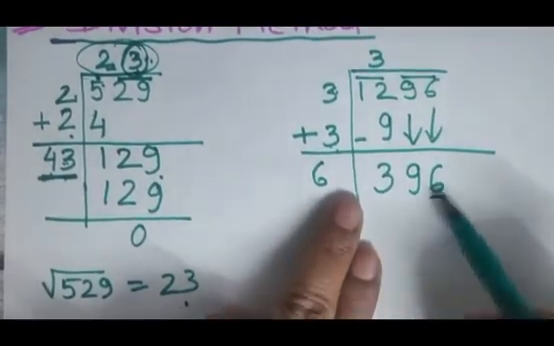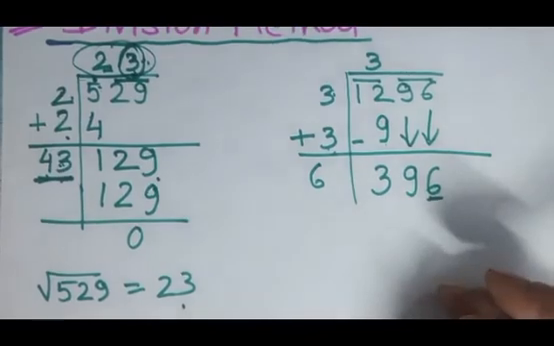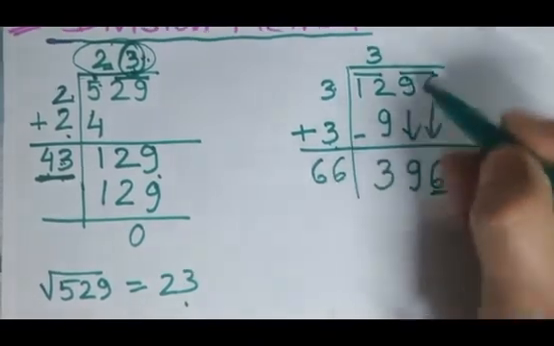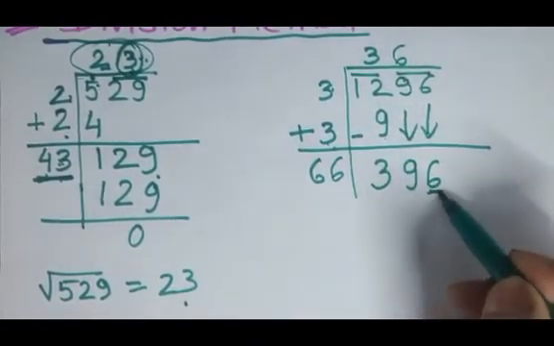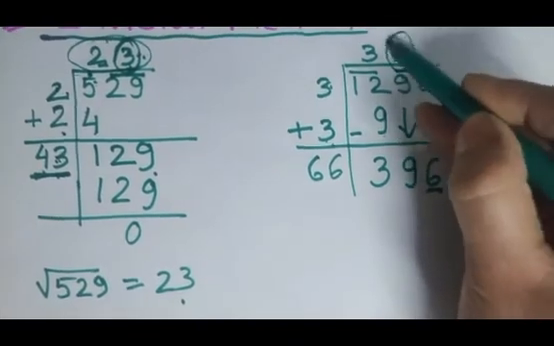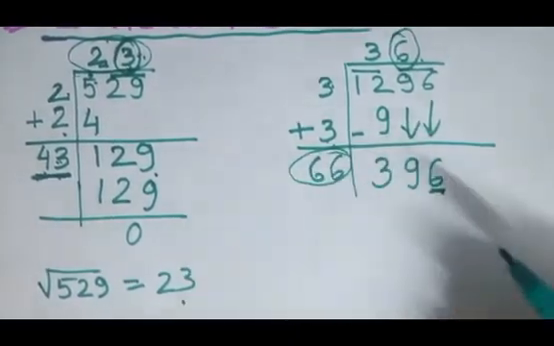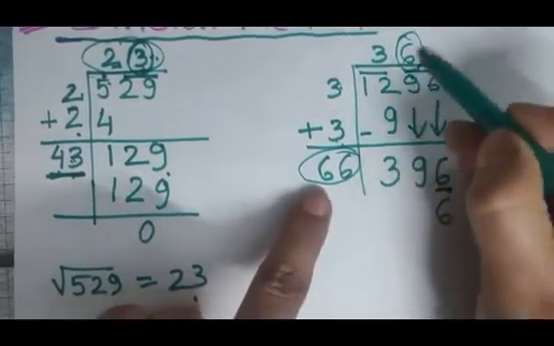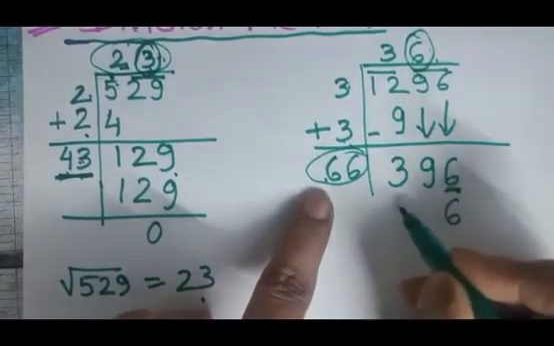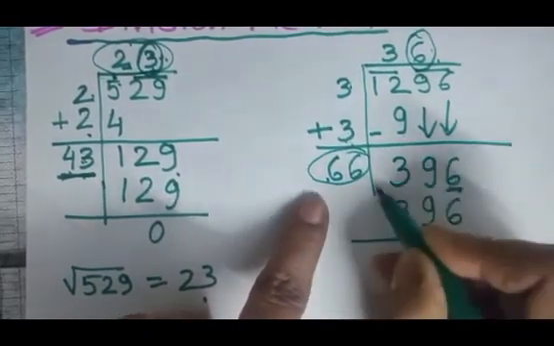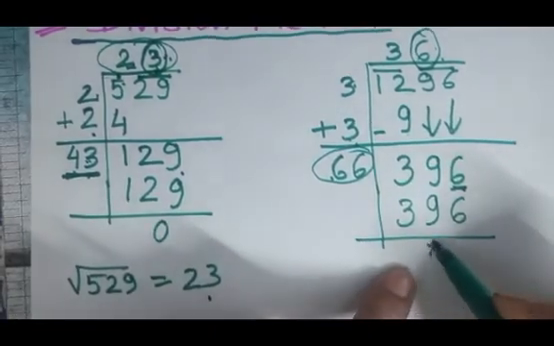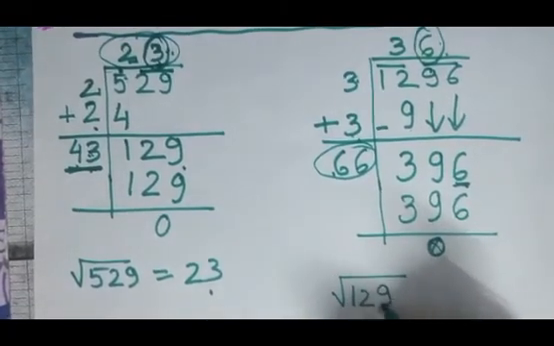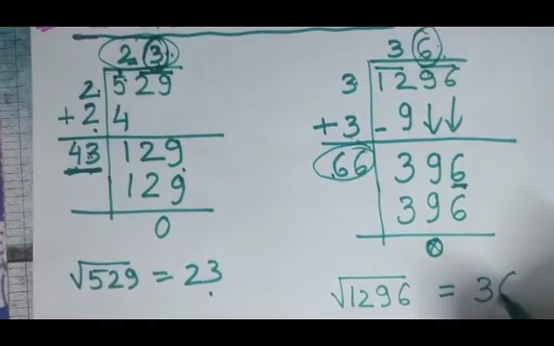Now, the last digit is 6. We know the square of 6 always ends in 6. Means if we write 6 here, we will get 6 at the last digit, because we have to multiply this 6 with the whole number 66. So 6 6's are 36, 6 carry 3, 6 6's are 36 and 3 is 39. We are getting the remainder 0. So we can write the square root of 1296 is 36.